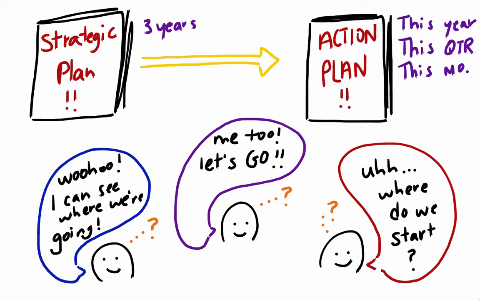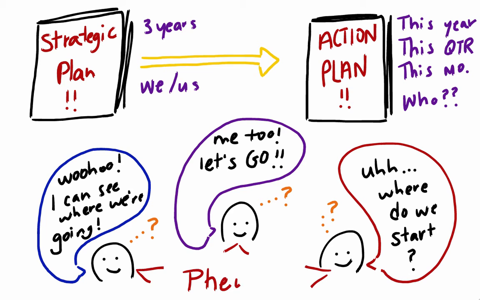Your strategy also speaks collectively about what you as an organization want to achieve, without specifics about who is responsible for what. Your action plan is the document that will give you all the specifics you need to get started implementing your strategic plan now.